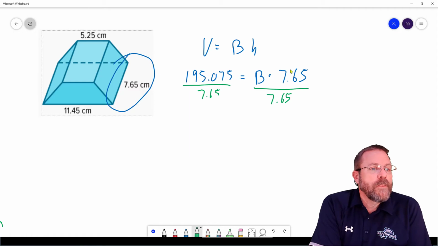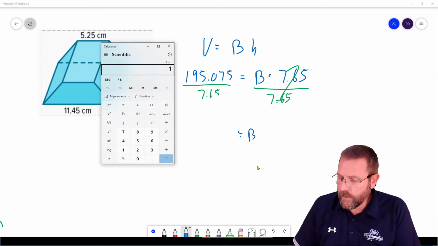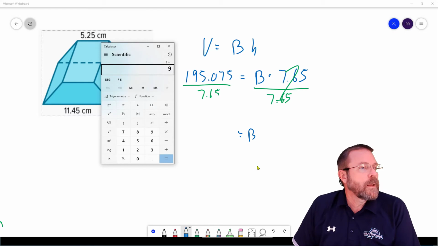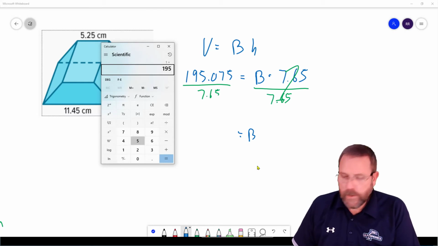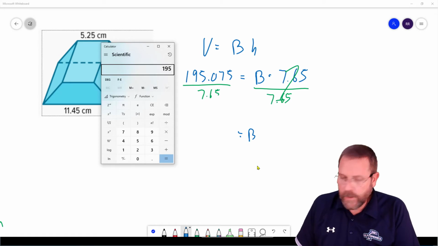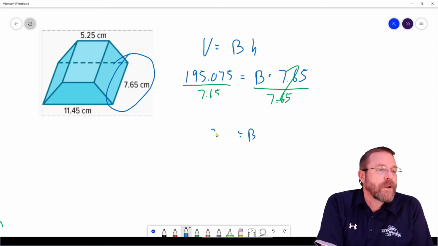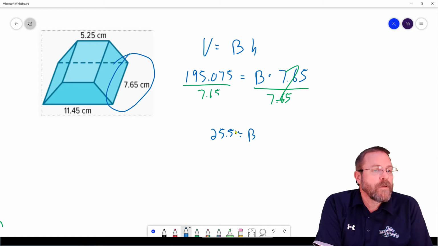These divide out becoming 1. 1 times the base area equals base area. And now I'm going to grab my calculator. Let me clear that. Now 195.075 divided by 7.65. And when I do that, my base area is 25.5.